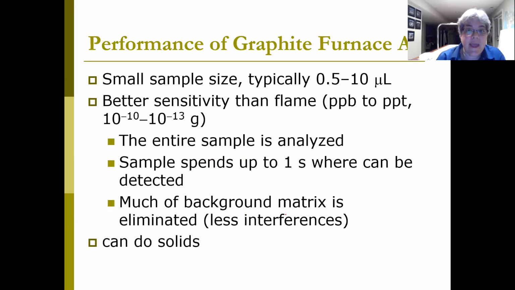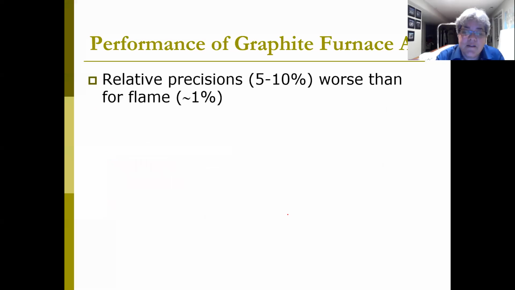Okay, and the graphite furnace can do solids. You can't do a solid in the flame. You know, you would have to first get it into solution and then do it. But you can directly put a solid inside that little tube. Okay, so clearly this method has a lot of advantages, but it also has a few disadvantages.